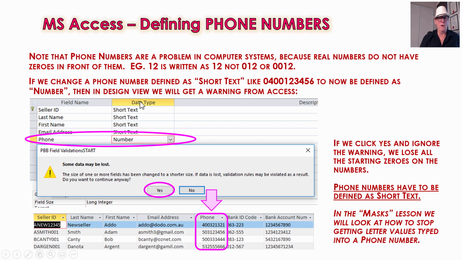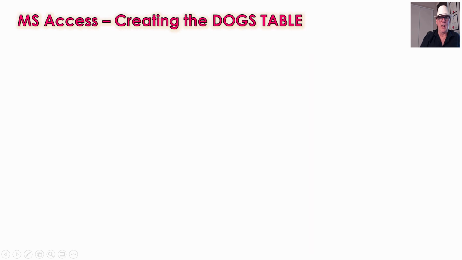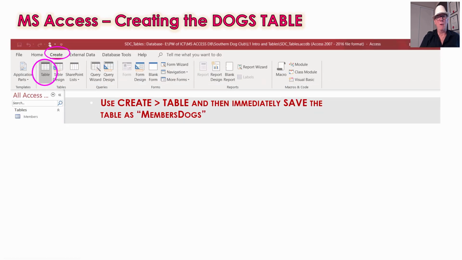Okay, now this one was taken from a different database by the looks of it. That's from another database from the bargain barn, but the idea is still exactly the same. So don't be worried that these are different values in here. That's all good. We're just showing you that principle. Don't change a phone to a number, leave it as short text. Okay, now we're ready to create the dogs table.